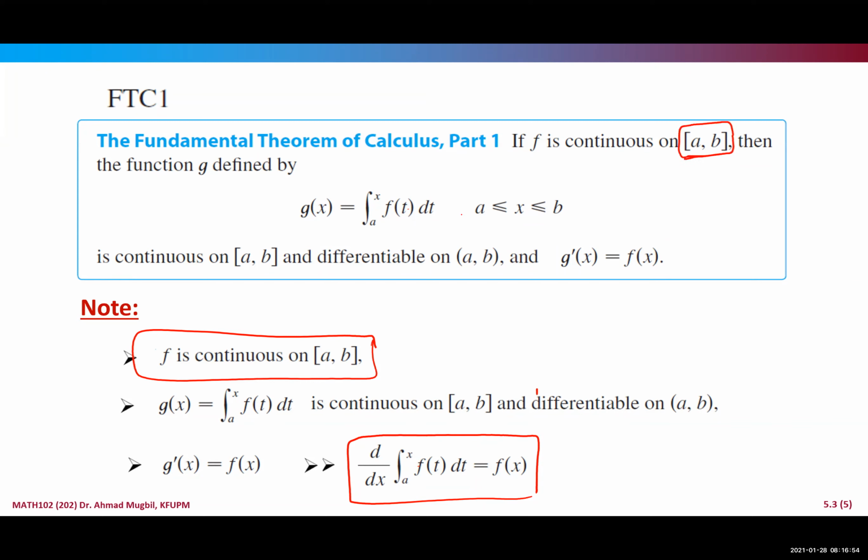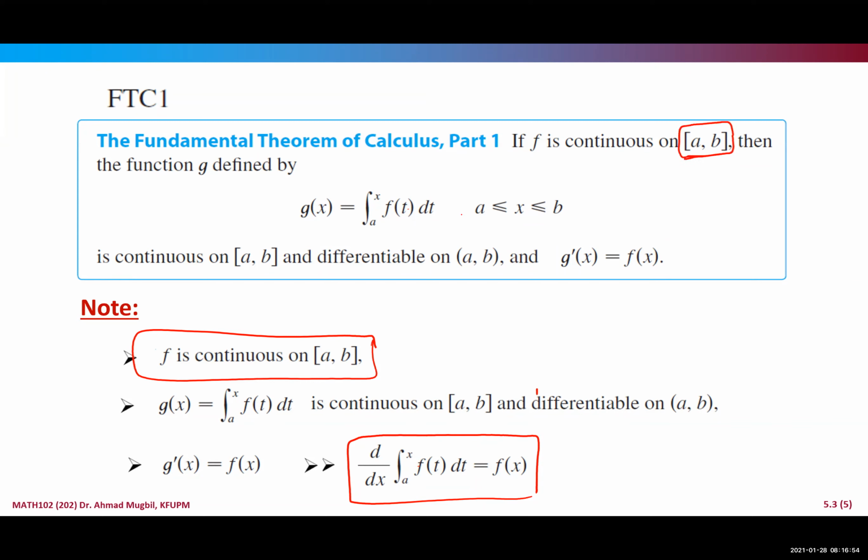But what about if it is from x to a? What will we do? Reverse it by putting a minus. It will be just the negative of the integral from a to x, and the negative will go out, so it will be the negative of the derivative. So it will be negative f of x.